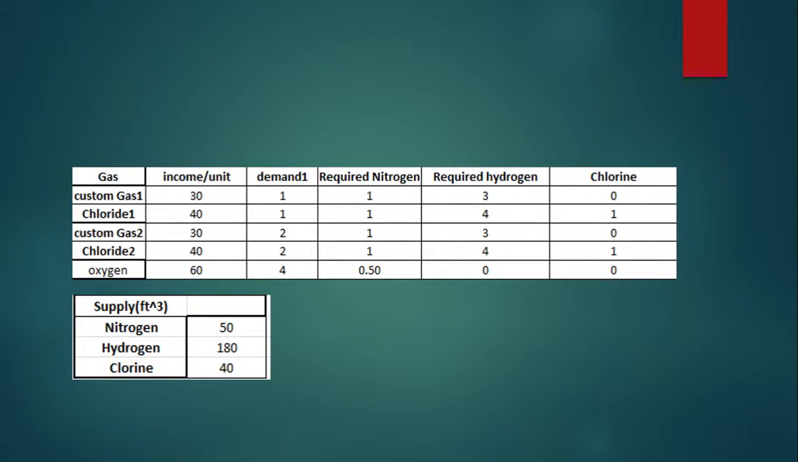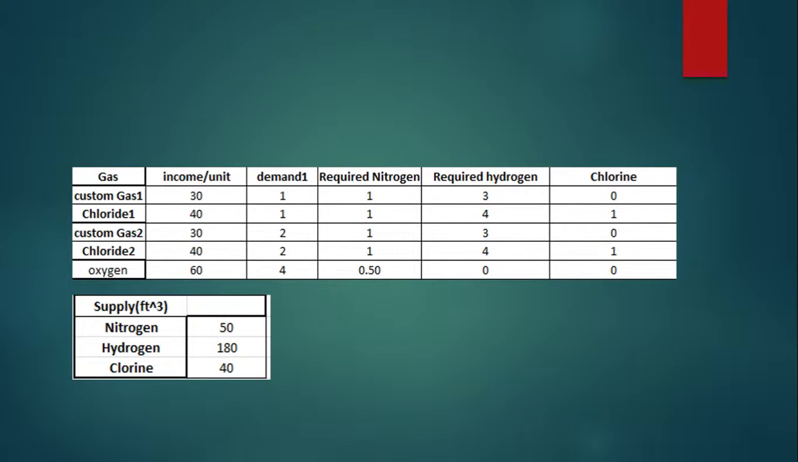So here we have our chart detailing our products. We have our custom gas and our chloride. And customer one wants to buy custom gas and chloride, so they get their own little section for that. Then we have customer two who will buy chloride, custom gas, and oxygen. So we have that going on.